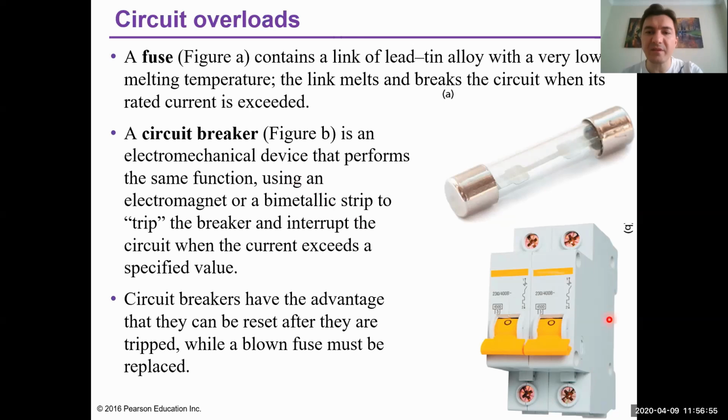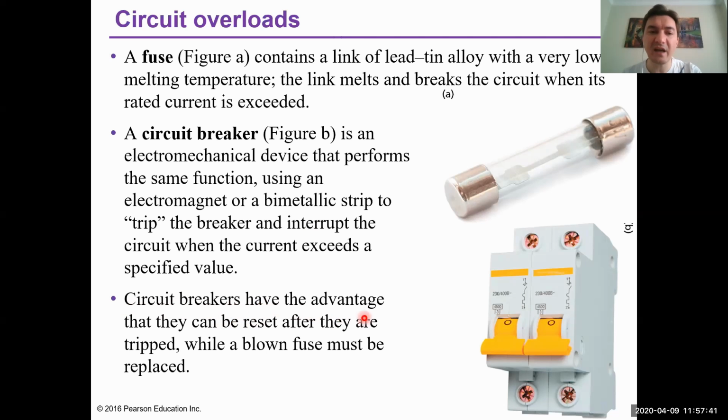So this has another type of working principle. A circuit breaker is an electromechanical device that performs the same function as that one, using an electromagnet or a bimetallic strip to trip the breaker. Tripping is that. Normally it must be on. When it is tripped, it goes to zero. It shuts the electricity down. It interrupts the circuit when the current exceeds a specified value. The working principle is the same. If more current than the specified one passes through the circuit, then it interrupts the circuit.